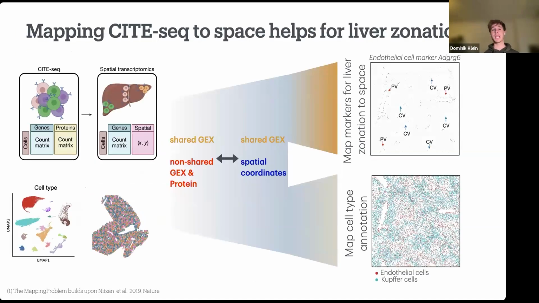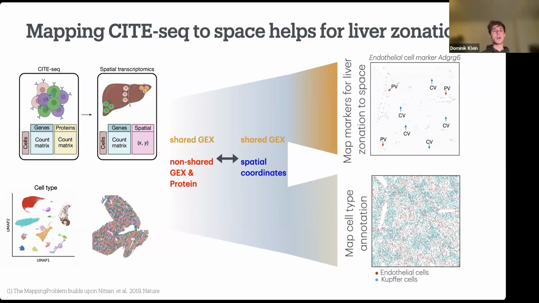So which applications do we have? Where do we use that for? Here we have an example of mapping CITE-seq data to space. What we have is CITE-seq cells and CITE-seq readouts, hence dissociated cells, and we have a reference spatial transcriptomic slide. Here we see that we have a partially shared space, namely the gene expression, so the shared gene expression, or the genes which are also captured in the spatial technology.